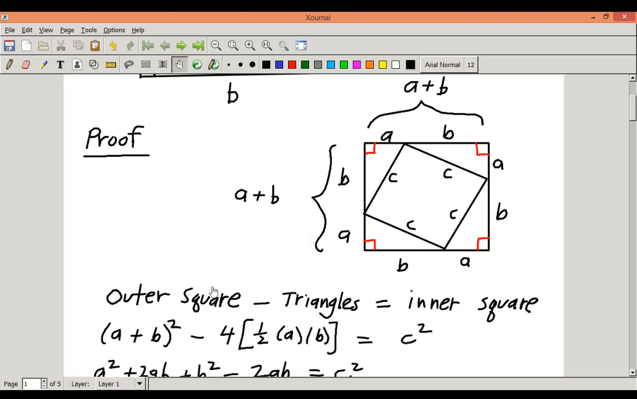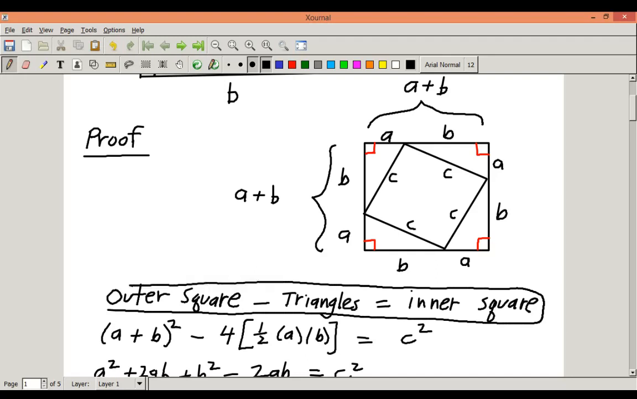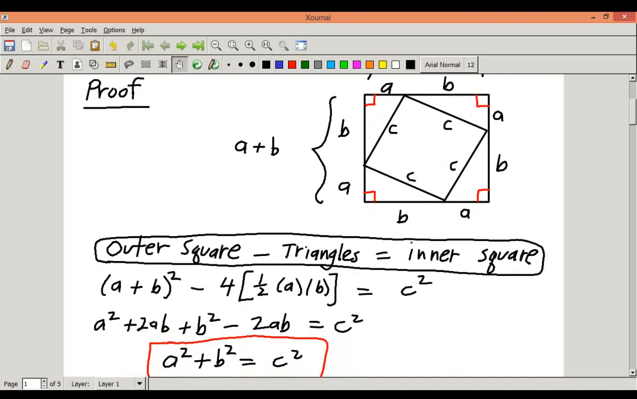Okay, so we're going to start with this statement right here. Let me draw that in there. Let's see. So this one right here. So we're talking about area now. So the area of the outer square minus the area of the triangles equals the area of the inner square. So I think you can see that from the diagram. And so we're going to write some expressions for these parts.